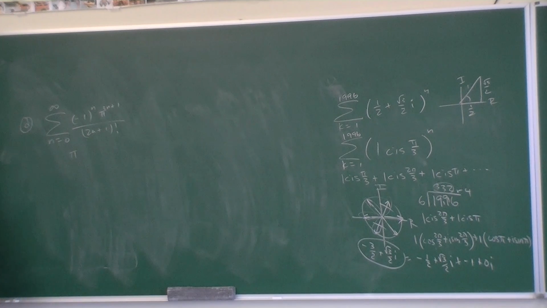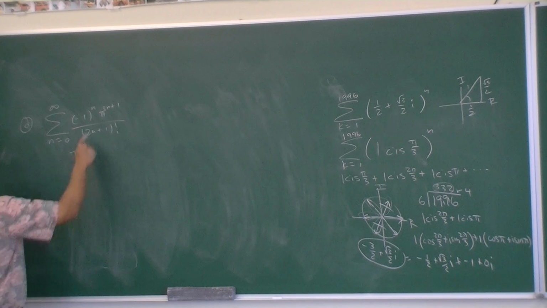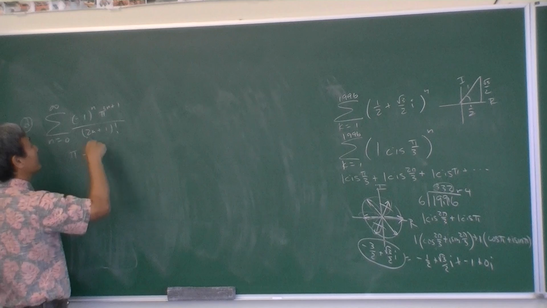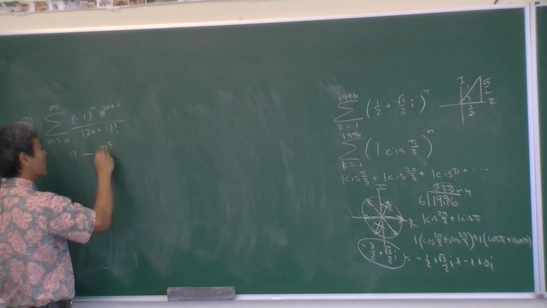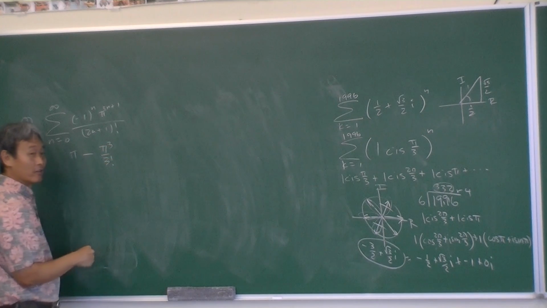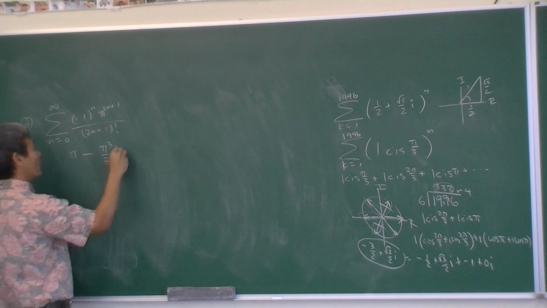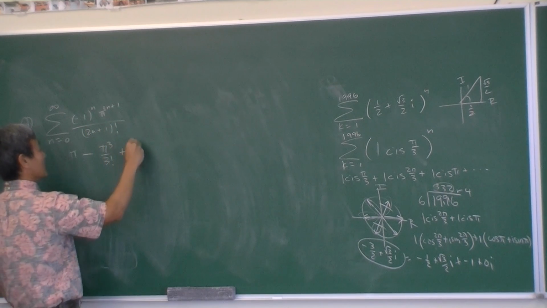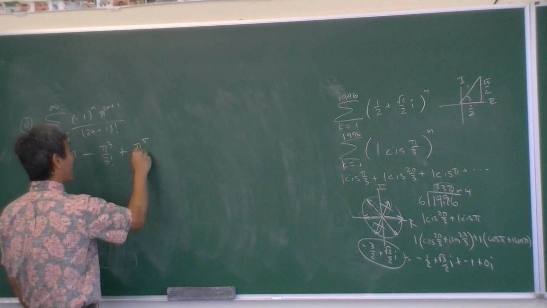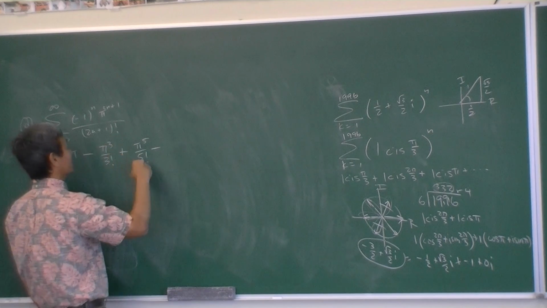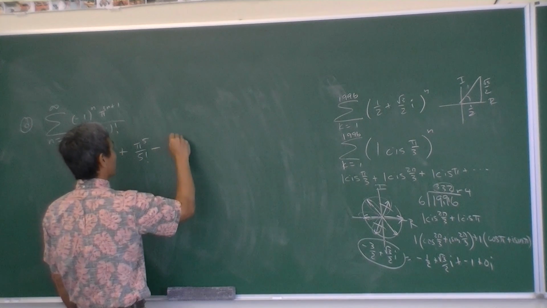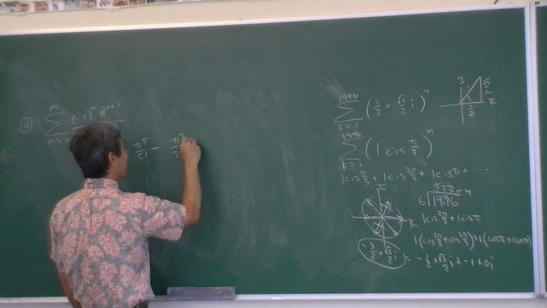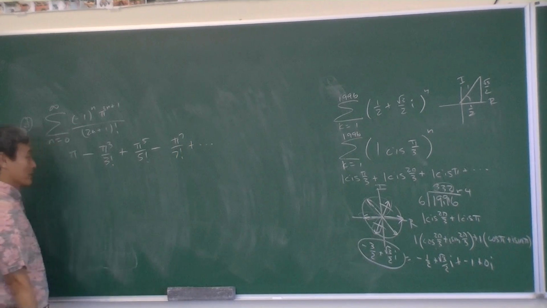Plug in 0. Plug in 1 now. Negative pi cubed over 3 factorial. Plug in 2 now. Plus pi to the 5 over 5 factorial. Plug in 3. Pi to the 7 over 7 factorial. Okay, there you go. That's good enough.